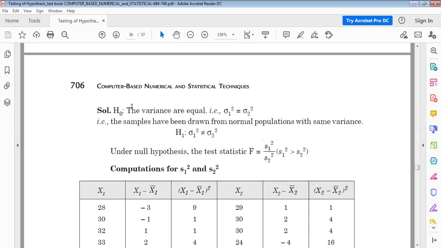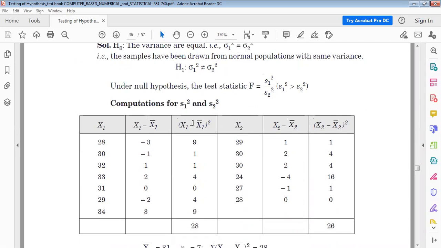Now H naught is the null hypothesis: the variances are equal. That means the samples have been drawn from normal populations with the same variance; we take this as the null hypothesis. The alternate hypothesis is that they are not equal. Under this null hypothesis, the test statistic capital F will be S1 square divided by S2 square, where S1 is greater than S2.